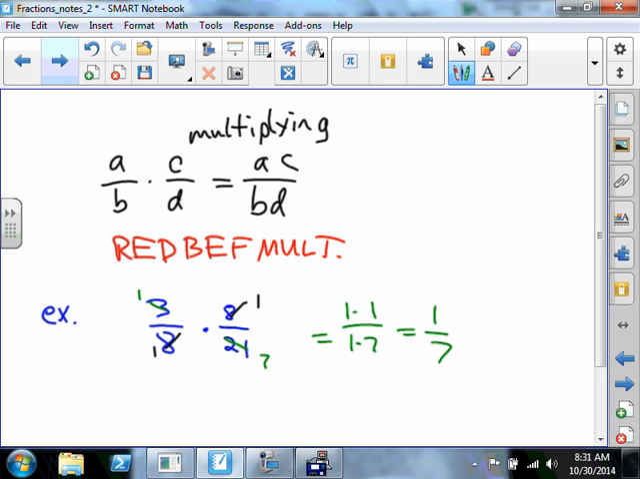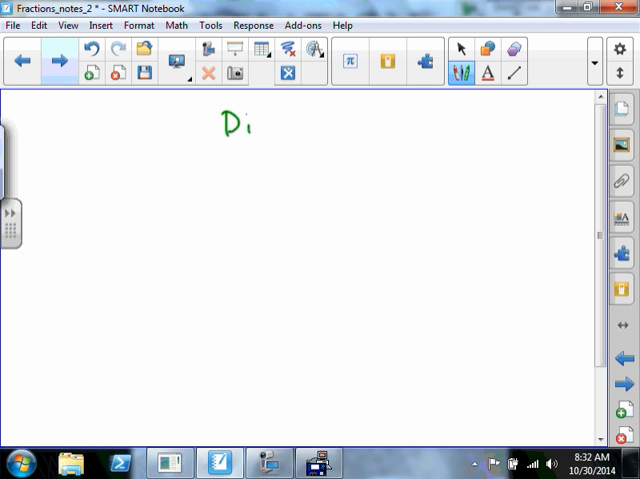So last thing for today is dividing. This always reminds me of Pink Floyd. I think it's Pink Floyd. Does that sound right? There's that one song by Pink Floyd that talks about no dark sarcasm in the classroom.